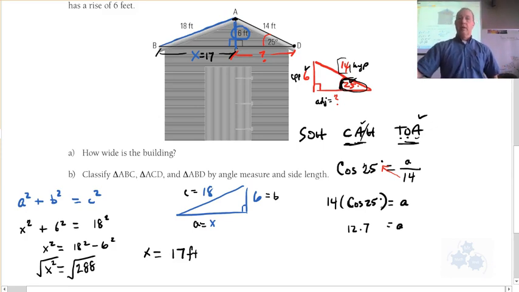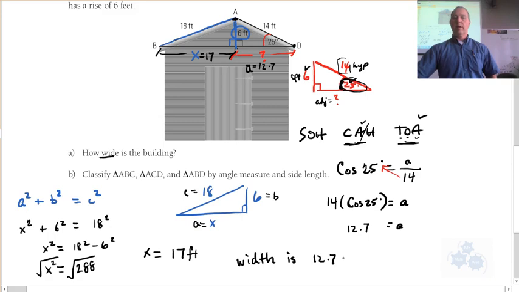So then that means, how wide is the building? Well, now I have to add these up, right? So x and A, I just add x and A. So the width of the building is 12.7 feet plus 17 feet. And that's going to be what? 29.7 feet. Very good.